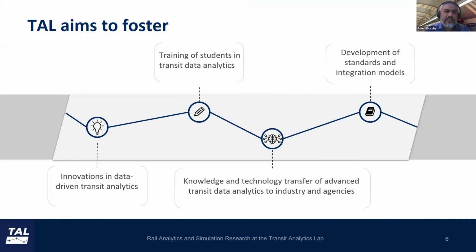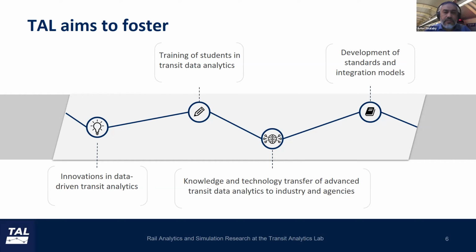This is the primary purpose of TAL, to be that forum to engage everyone in discussions about transit decision-making using data analytics. The specific objectives of TAL, first, obviously, is to foster and advance innovations in data-driven transit analytics. Being a research unit and a research-intensive university, this is the primary mandate and purpose of TAL. The second is to foster and improve the training of students in transit data analytics. Those will be the next generation transit professionals and researchers, and this area of data science and its applications to transit is becoming a very critical one, and we're hoping to make some contribution in this regard.